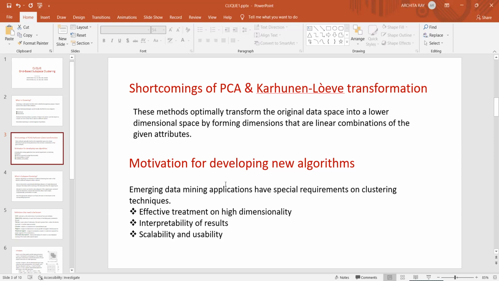Now we have the motivations for developing new algorithms. Emerging data mining applications have special requirements on clustering techniques. The first one is effective treatment of high dimensionality. Second one is interpretability of results. Third one is scalability and usability. So, what is effective treatment of high dimensionality?